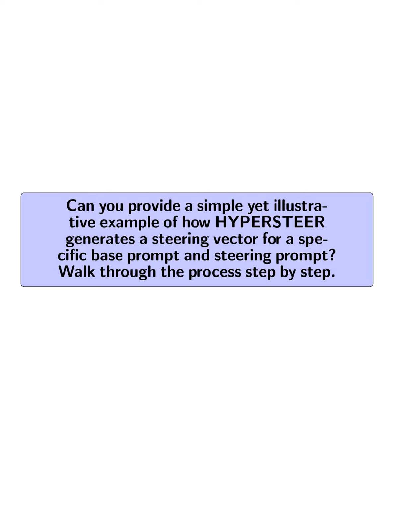Can you provide a simple yet illustrative example of how HYPERSTEER generates a steering vector for a specific base prompt and steering prompt? Walk through the process step by step.